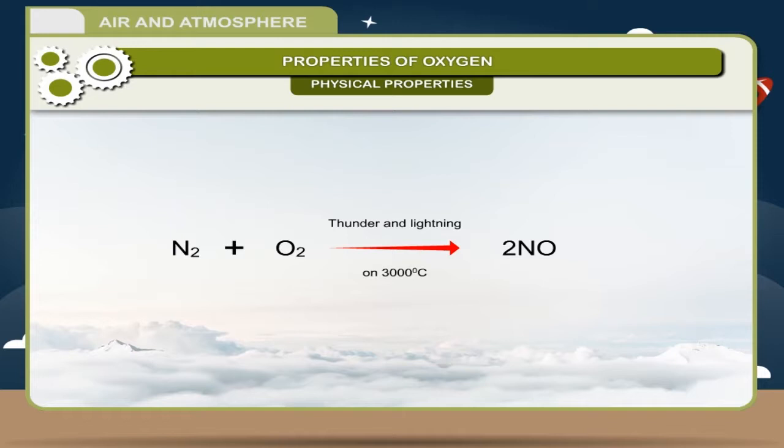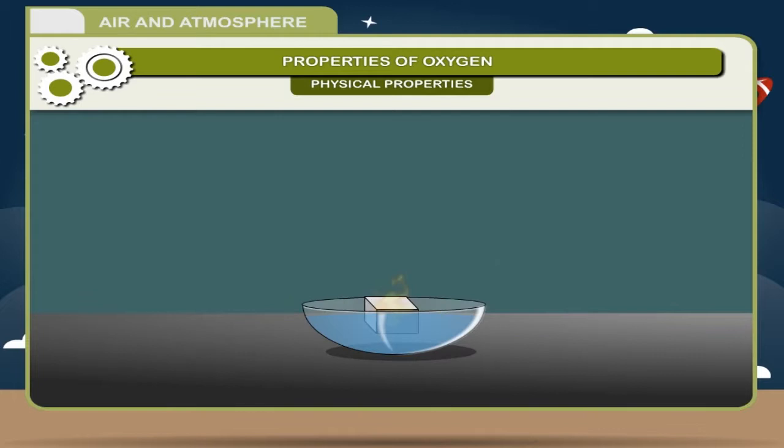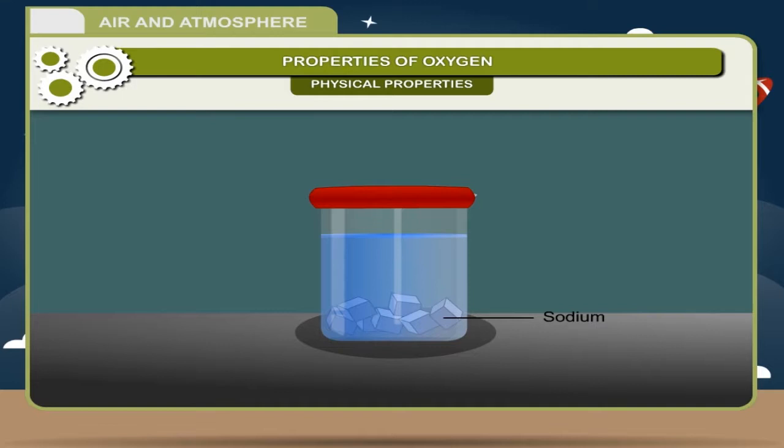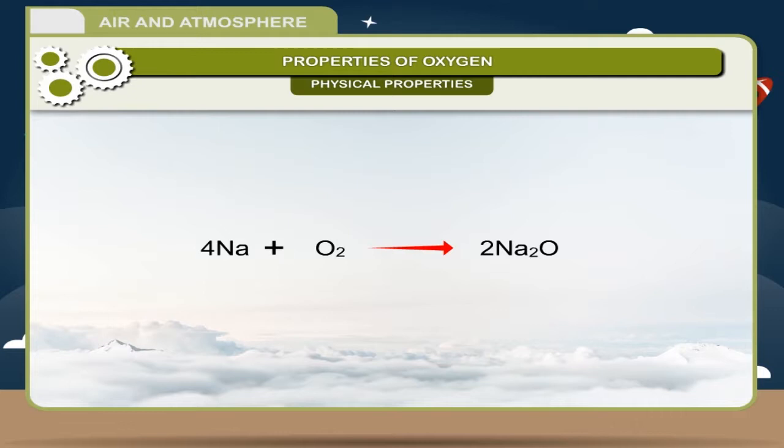Sodium is a metal, and its combustion with oxygen is so vigorous that it catches fire in air. It also reacts explosively with water. Sodium is stored under kerosene to keep it out of touch with air as well as water. It burns in oxygen with a golden yellow flame. 4Na plus O2 gives 2Na2O.